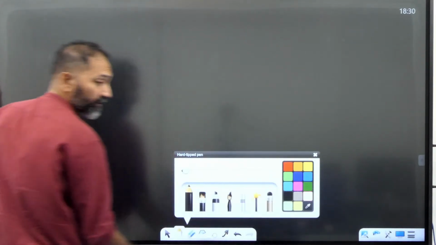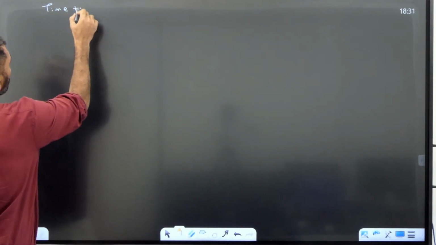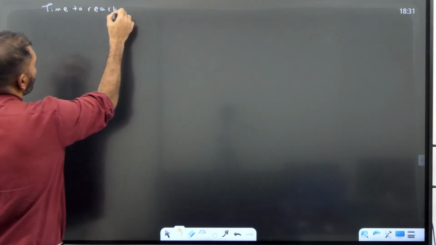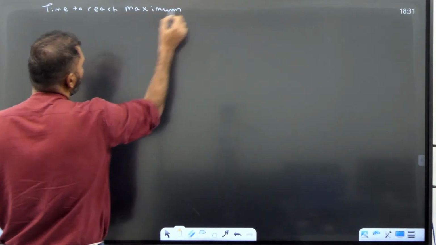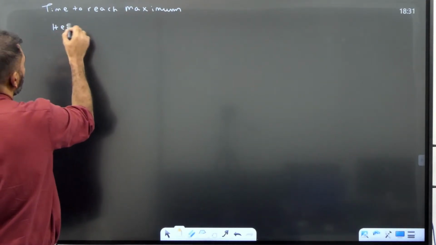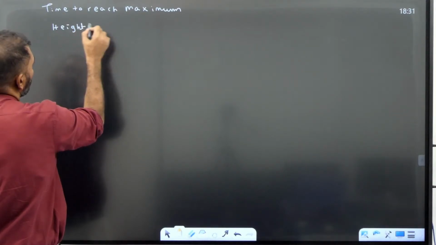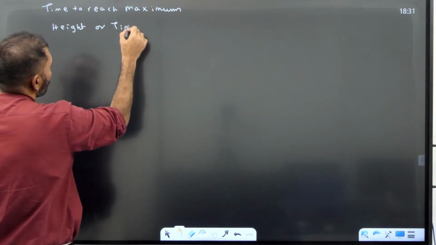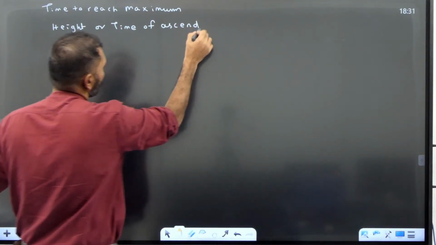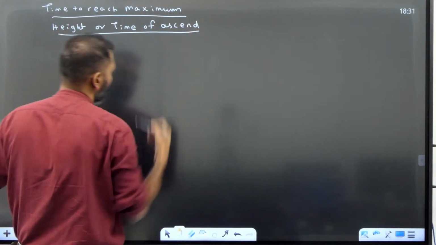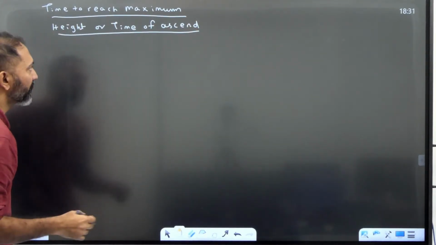Derivation: time to reach maximum height, or time of ascent. That is our next topic, time to reach maximum height.